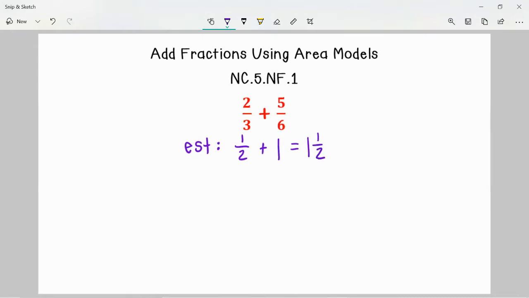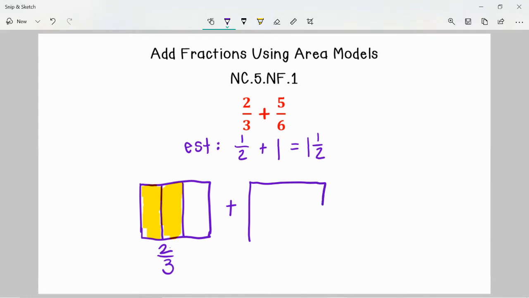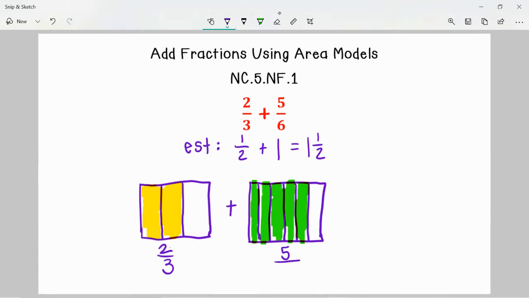Now let's go ahead and look at how we can use area models to solve. We'll begin by representing both of these fractions. So we'll draw an area model here so we can show 2/3. We want to split them into 3 equal parts, as equal as we can by hand. So let's see here, I'll shade in 2/3. And then we can label this. And I know that I'm going to add to that 5/6. And I will split this into 6 equal parts so that I can model the 5/6. Go ahead and shade in 5/6. So there's 1, 2, 3, 4, 5. And so now we have our 2/3 and our 5/6.